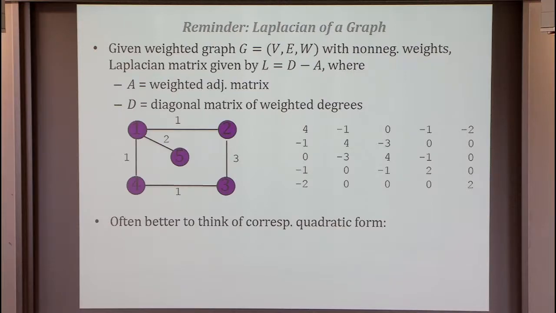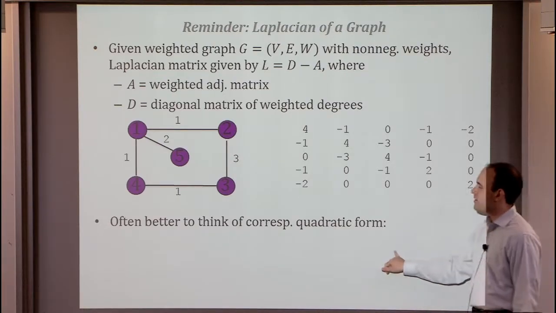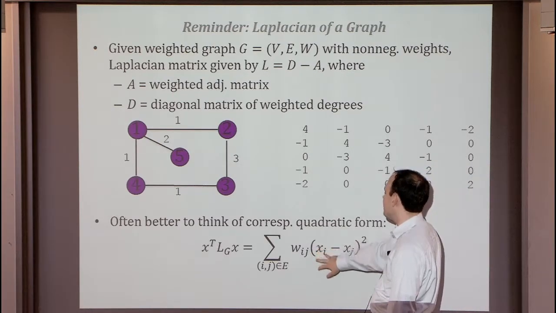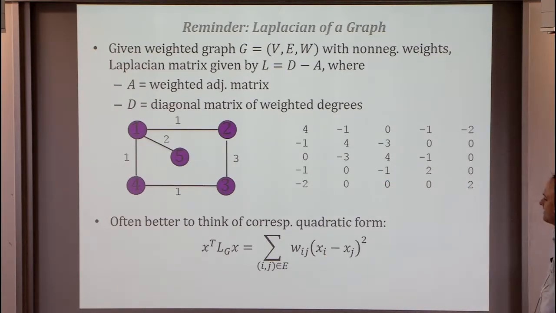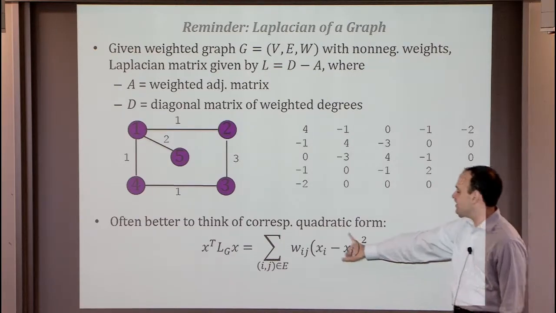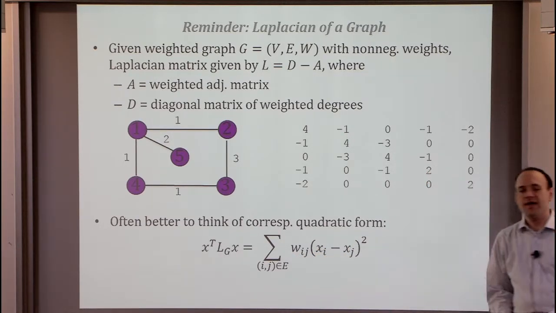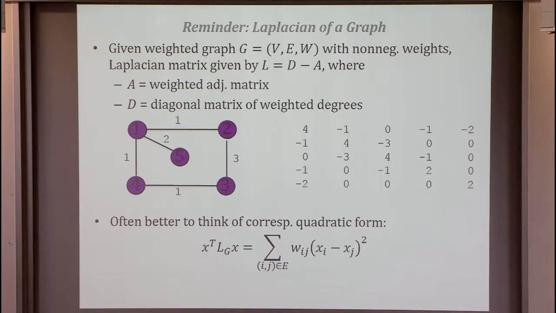And we'll see over and over that it's often better to think about this as the corresponding quadratic form. Like really for most things that one will do, the more natural object to look at is x transpose Lx. And in that case, it's the sum over all the edges of the weight of the edge times (xi minus xj) quantity squared. And that's the one that we'll work with. Okay, so this is what we're going to solve.